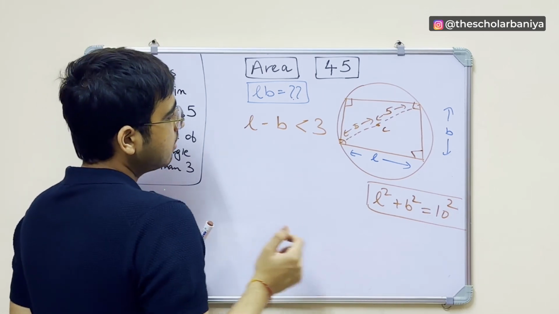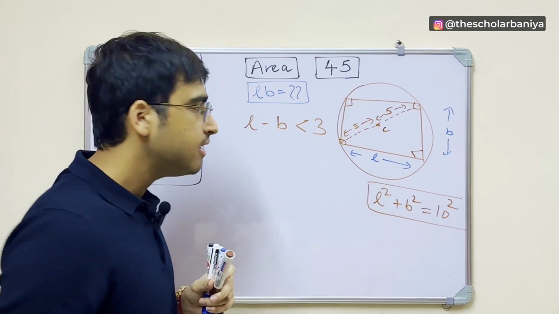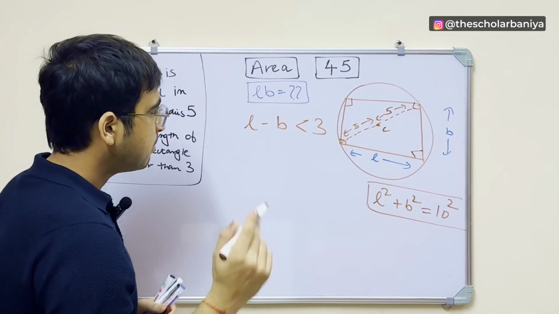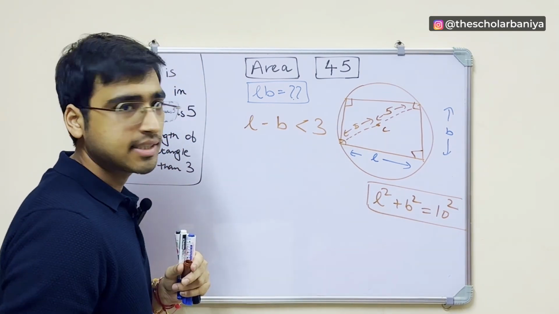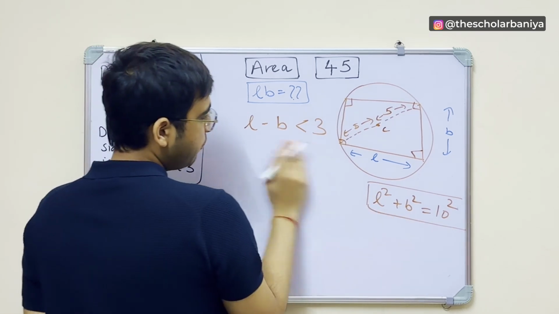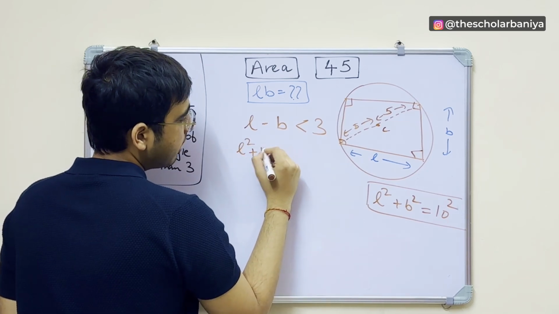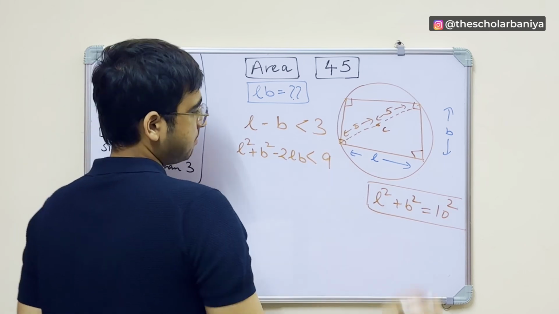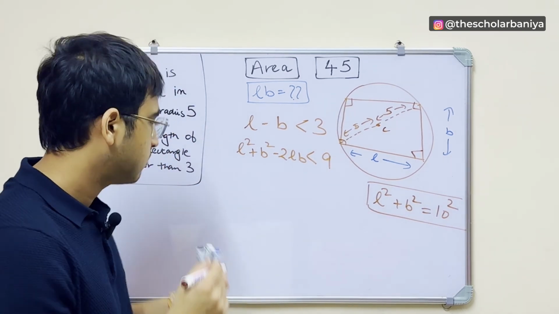Now tell me one thing. We have this condition, L minus B is less than 3, and we have to find out LB. So the best possible way is, let's square both sides. Why? Because we will get L square and B square, which we can use. So if we square both sides, we get L square plus B square minus 2LB is less than 9. I hope this should be absolutely clear, right?